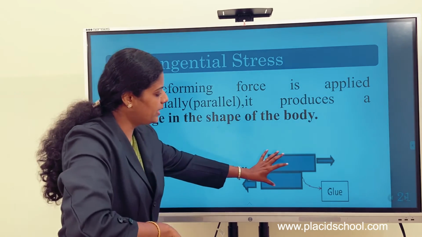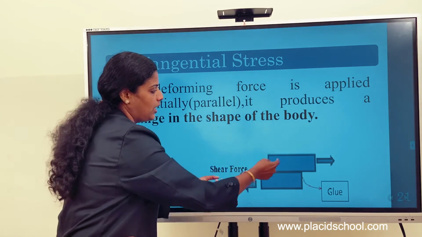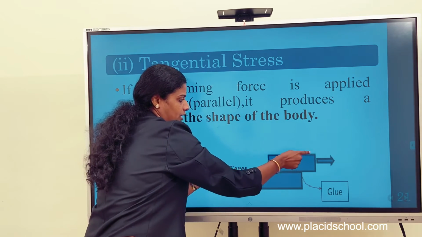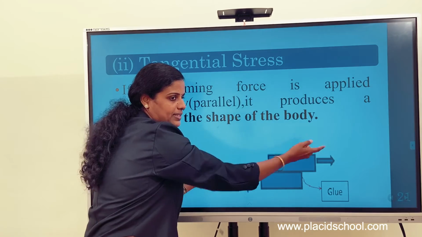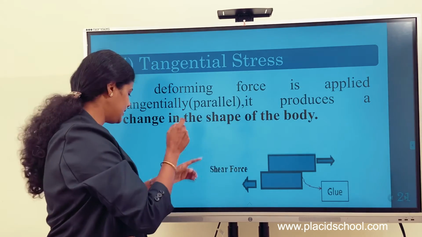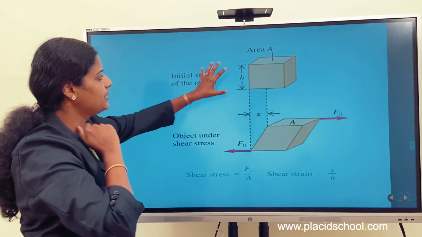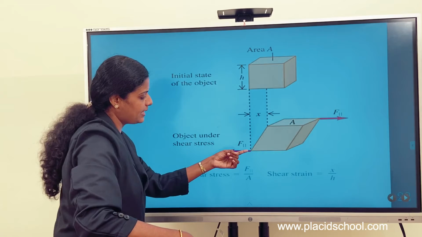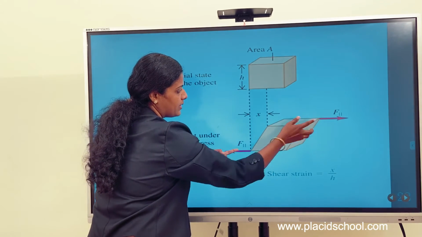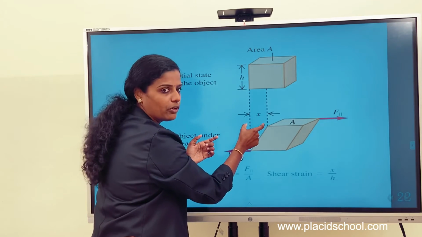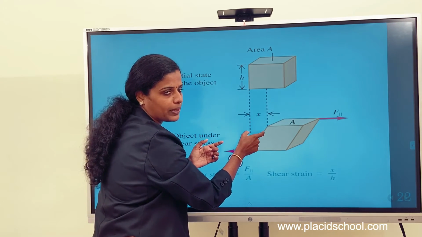This is about two beams that are glued, and if you are giving a force in this direction and this direction, what happens? There is a deformation or a displacement in that body. We will see here, this is a rectangular body, and if you are giving a force in this area and this point, what happens? There is a displacement of x in this body, right?